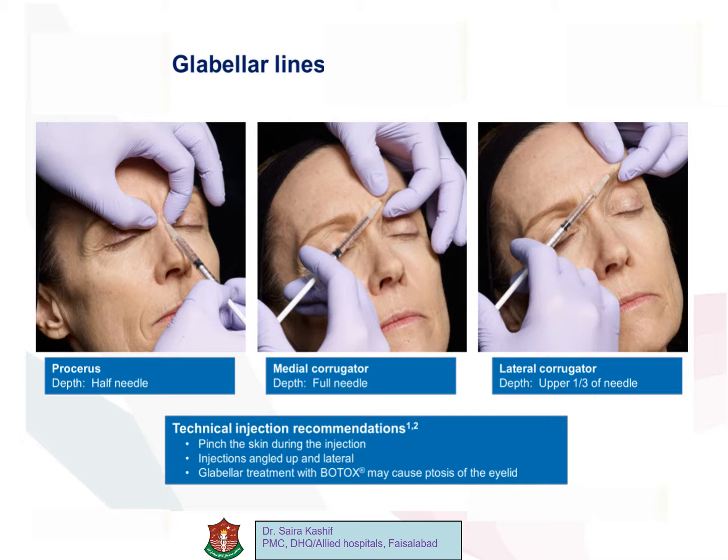Here, the medial part of the corrugator lies deep to the frontalis, so you have to go deep. Full needle depth is required here, and here the lateral part, a very important injection point. You have to stay 1 centimeter above the supraorbital ridge and along the mid-pupillary line.